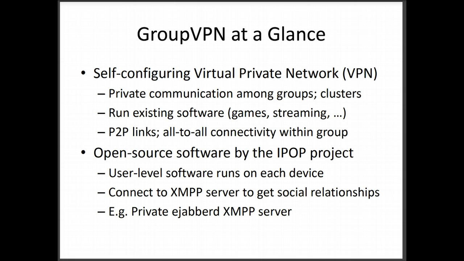And it creates peer-to-peer links, allowing computers to communicate directly with each other without going through a central infrastructure, like typical VPN software. GroupVPN provides all-to-all connectivity within a group, so all machines that are connected to the same group are able to communicate with each other, even if they are constrained by firewalls or NATs. GroupVPN is an open source project that is part of IPOP, and it's user-level software that runs on every device.